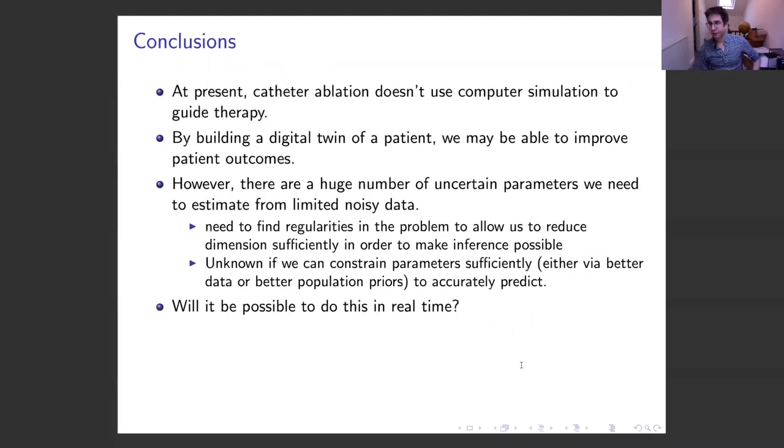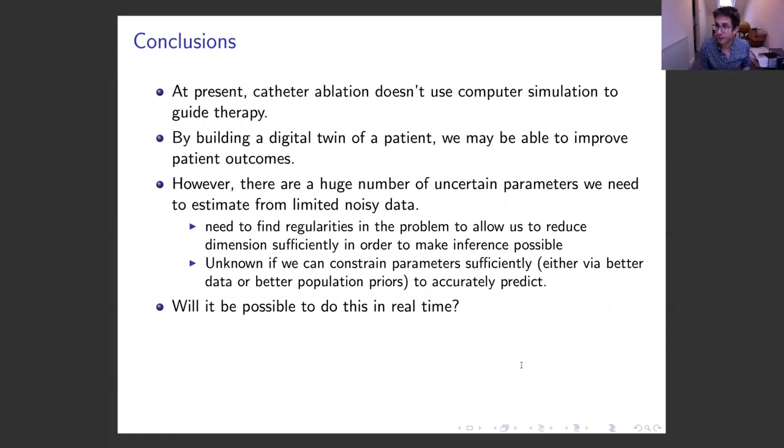Okay. So just to summarize then, it's a bit of a whirlwind tour of what we're trying to do. At the moment, catheter ablation doesn't make use of mathematical models. There's lots of imaging and lots of people in the cath labs while this is happening, and lots of predictions have been made, but there's no complex modeling going in. What we're trying to think about is, by having complex models that are patient specific, digital twins to use the jargon, can we improve patient outcomes?